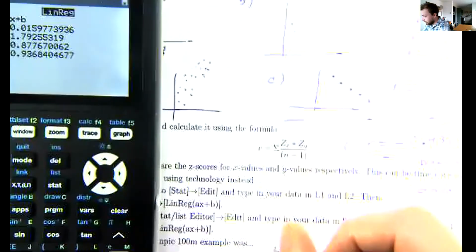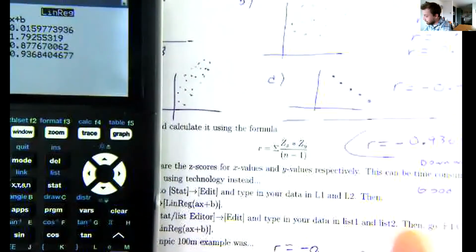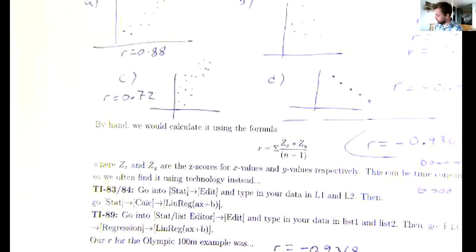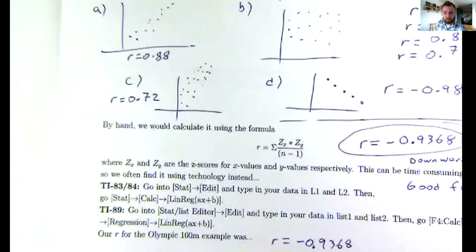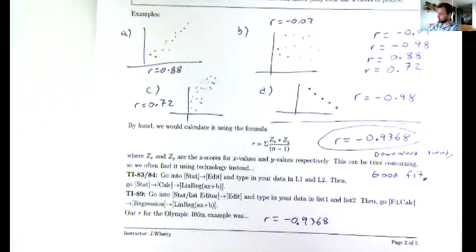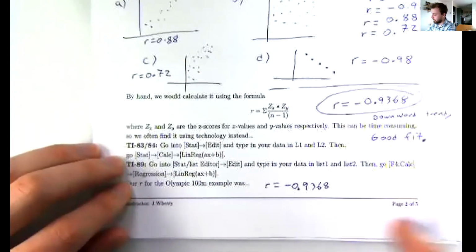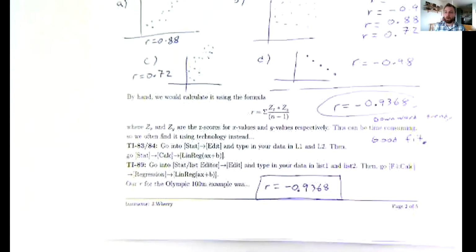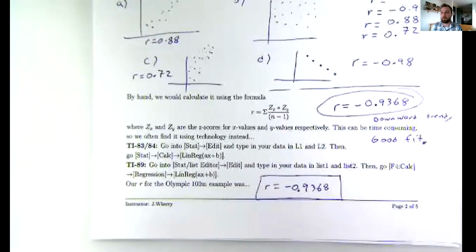My R was -0.9368. It gave me some additional information besides that, but at least I have my R to know if my line is going up or down. Part of the problem is, though, that if I'm wondering if this thing is a good fit or not a good fit, having both -1 and +1 being good values can be a little bit confusing.